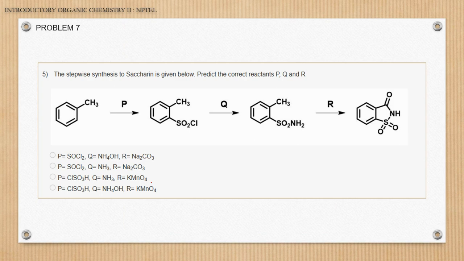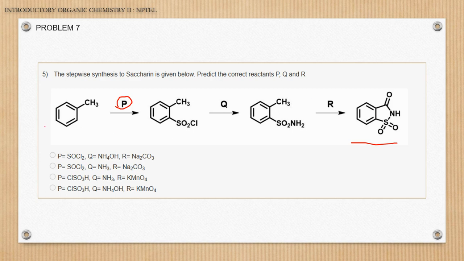In problem number 7, they have asked you: the stepwise synthesis of saccharin is given below. Predict the correct reactants P, Q and R. So this is the forward synthesis of saccharin. This is the saccharin molecule. You have to identify the reagents, that is P, Q and R. They have given you the whole sequence of the formation of saccharin.